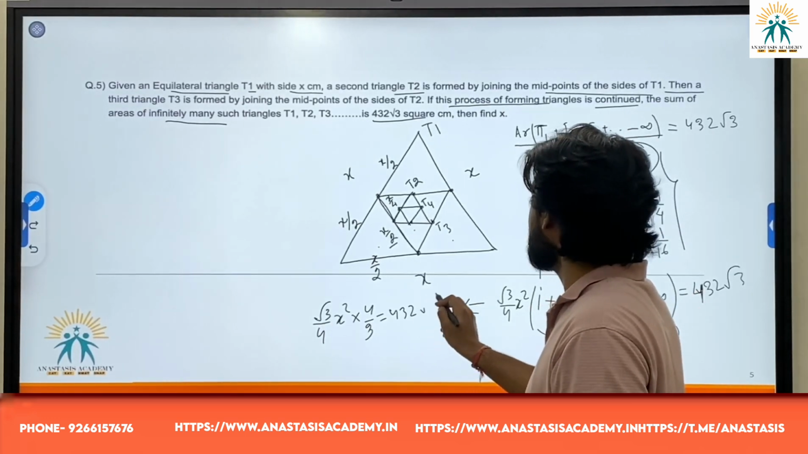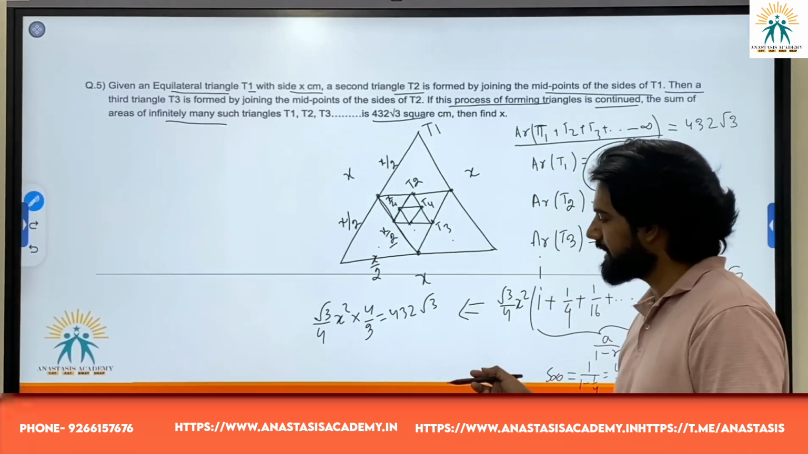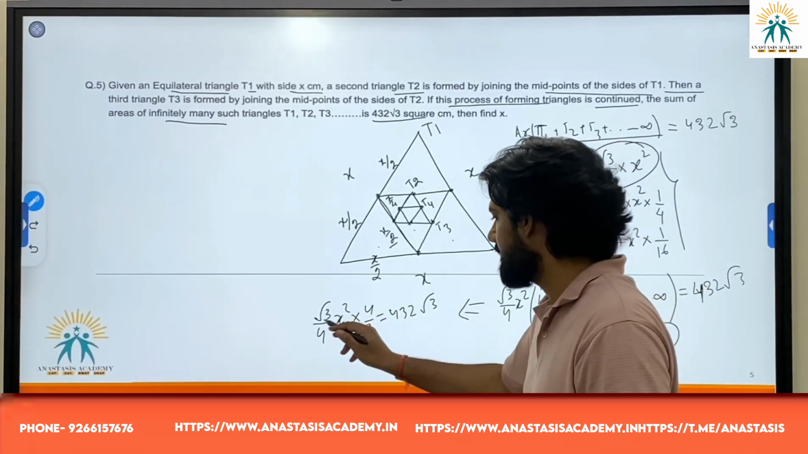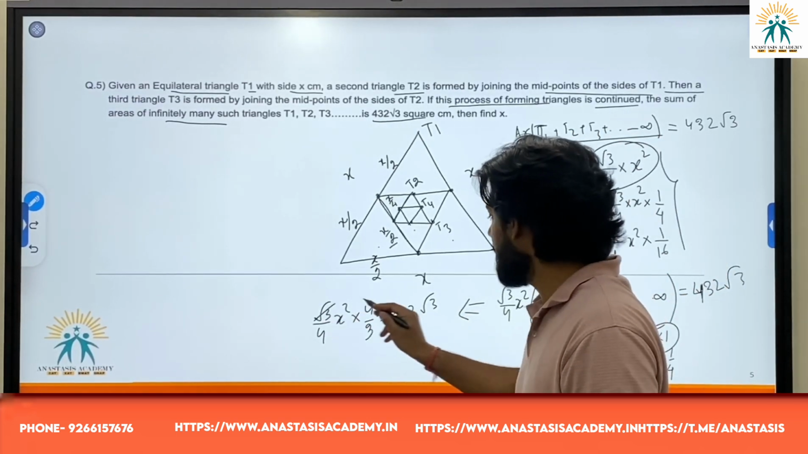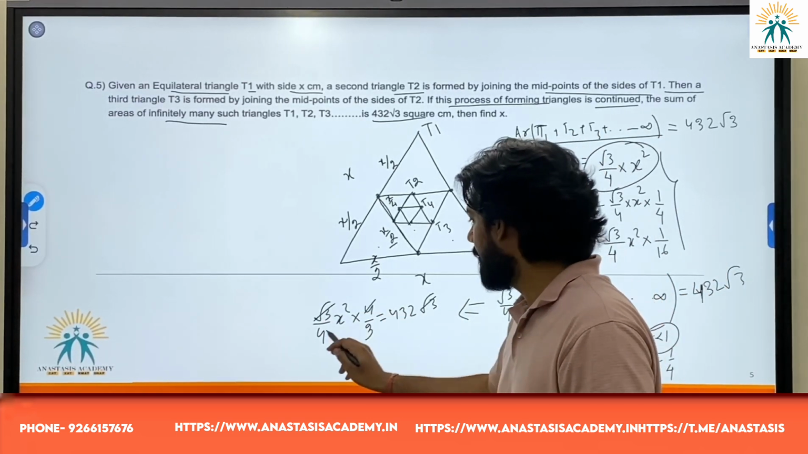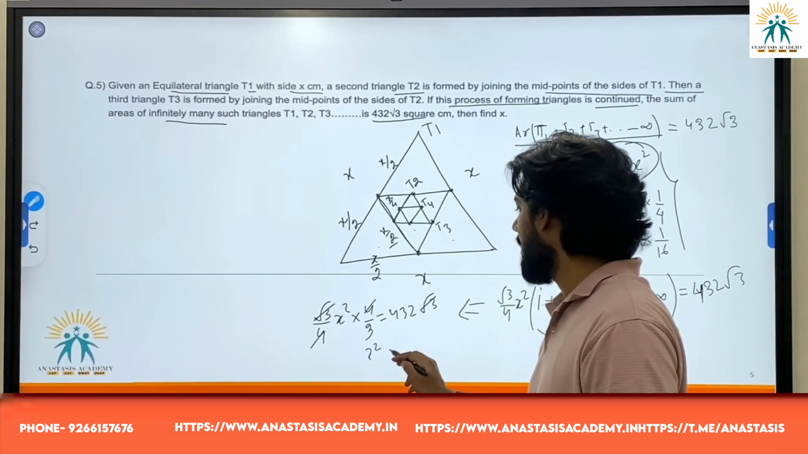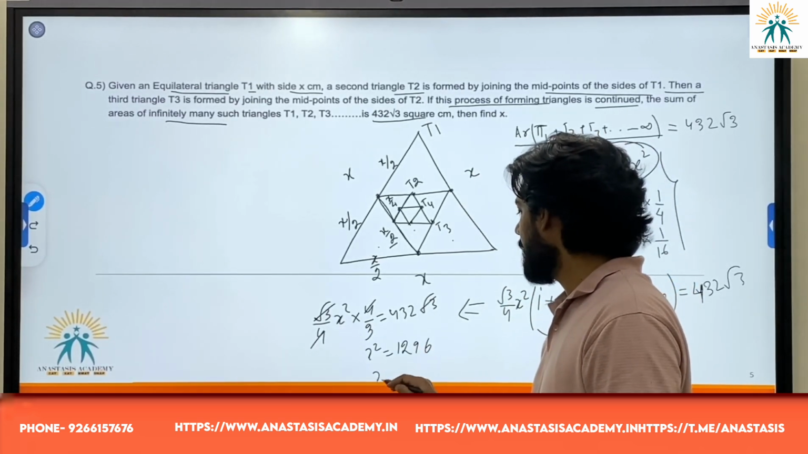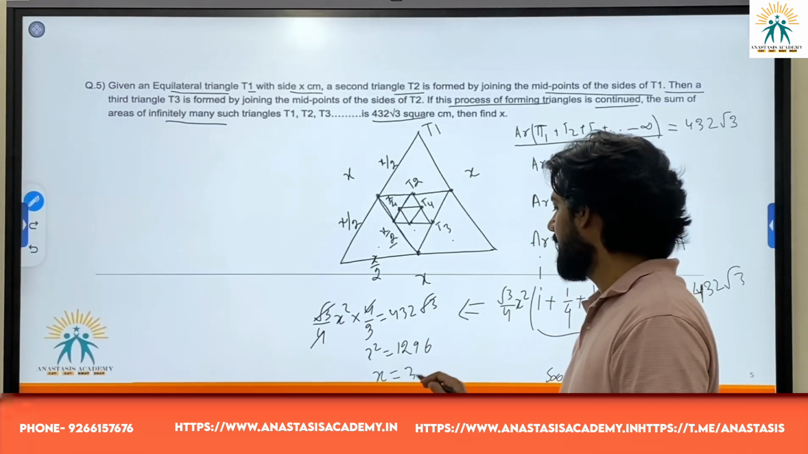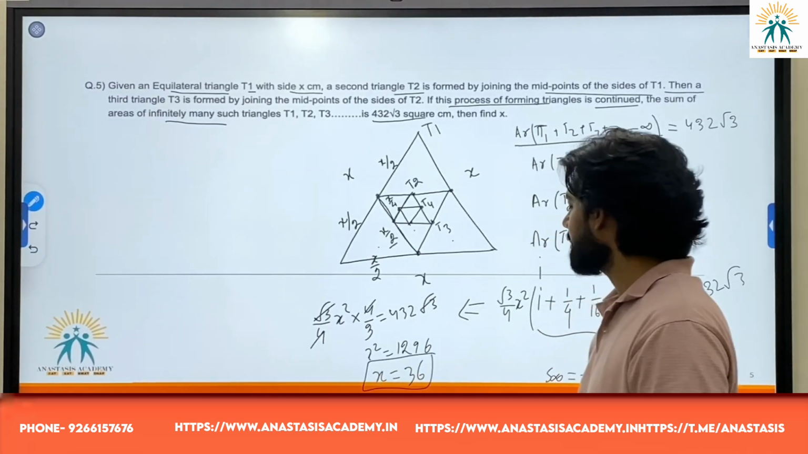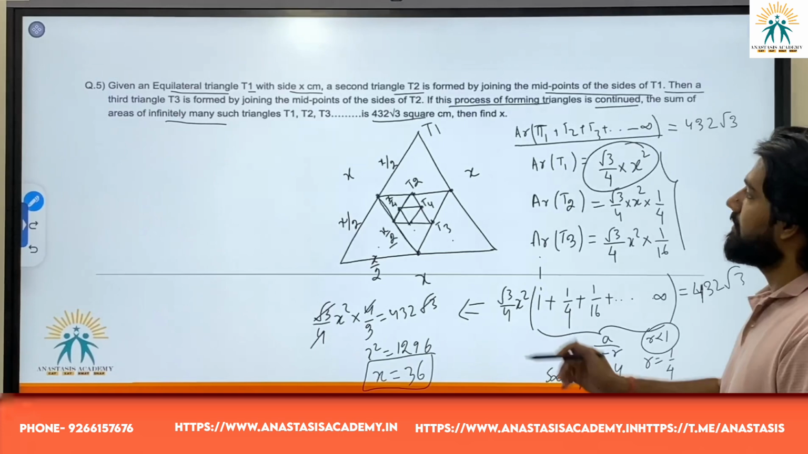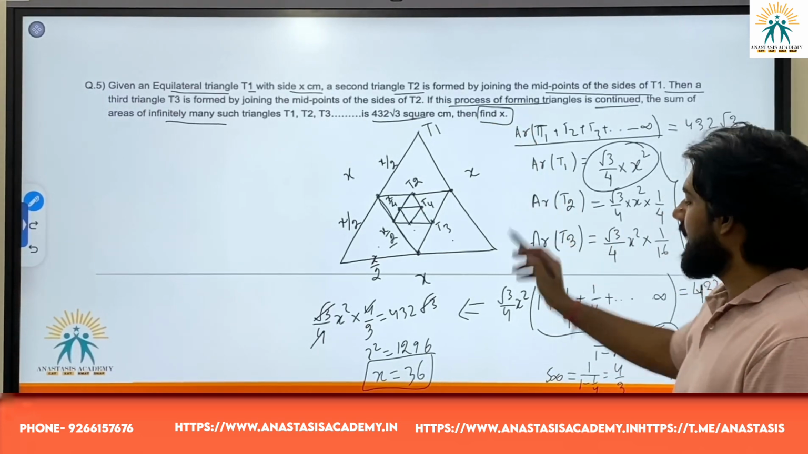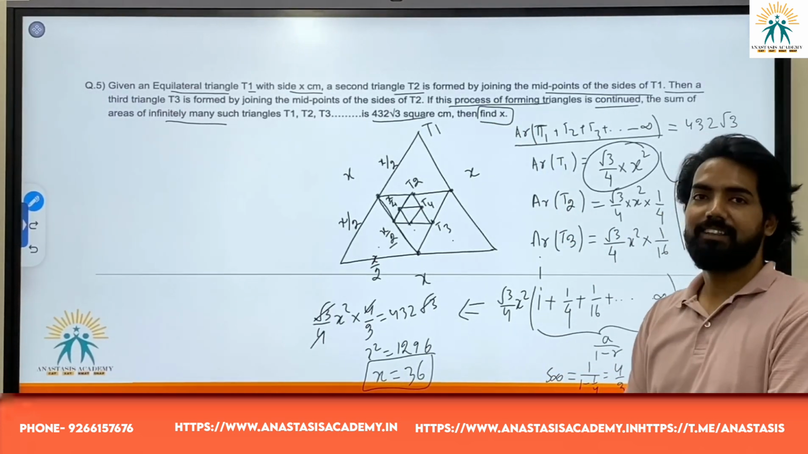Solving this expression to get the value of x, I get root 3 cancelled, this 4 cancelled, and x square becomes 6, 9, 12. And I know 1296 is the square of 36. So then finding x, the value of x comes out to be 36. So the correct answer to this question is 36 units.